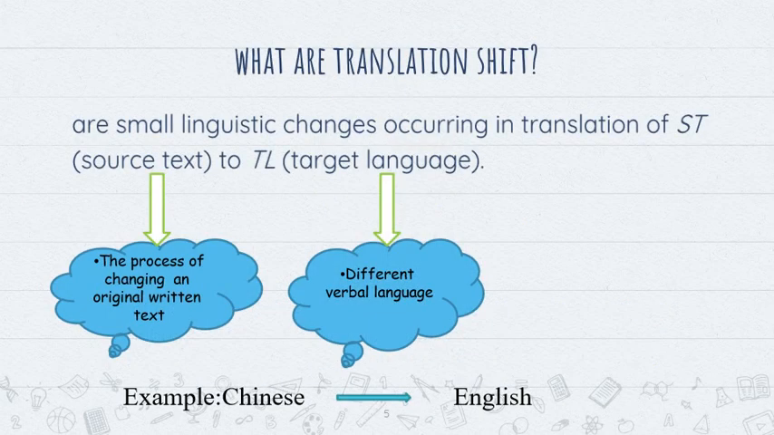And now, what exactly are translation shifts? Translation shifts are small linguistic changes occurring in a translation of ST or source text to the TL or target language. Source text refers to an original written content text, while target language refers to a different verbal language. An example of source text to target language is a text written in the Chinese language to be translated to English language, wherein text written in the Chinese language is the source text and the English as the target language.